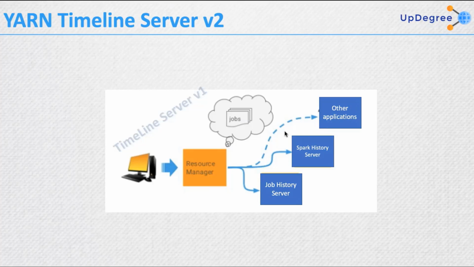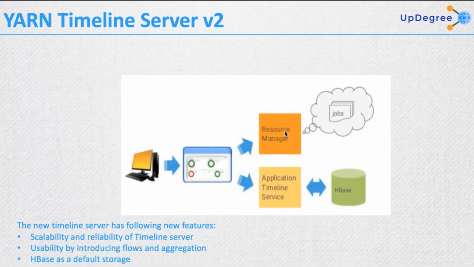But then finally with 3x, they came up with YARN Timeline Server version 2, and this is much more interactive, and this also has visualization features, so I think it's a very good add-on that they have put. So here, the resource manager will not only give the data to the website where you can see all these application data, but we have a separate application timeline service which has a storage on HBase, and from there also the visualization for the application can be done.